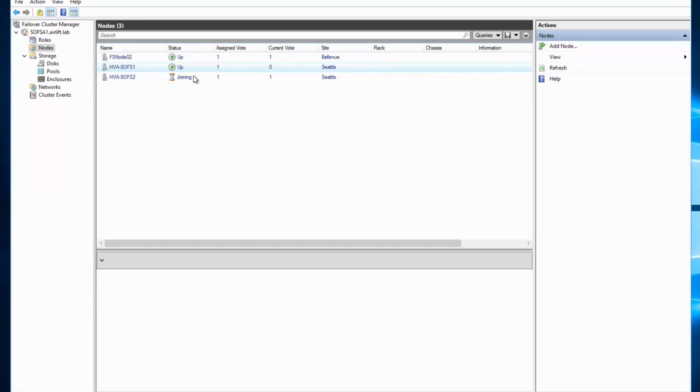And I got power back on in Seattle here. And my other servers have come back on. They're joining themselves back to the cluster. It's a really simple, really robust system using Storage Replica with Windows Server 2016 to create stretch clusters that can survive anything and really give you that peace of mind for your business.